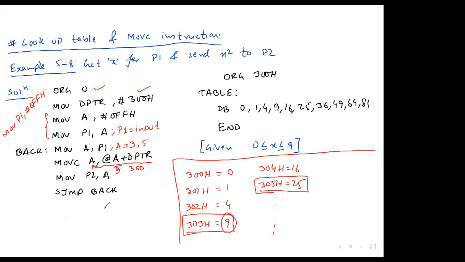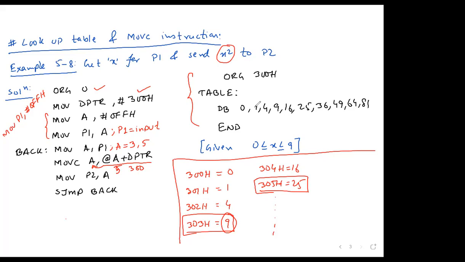And thus, without doing the actual mathematical calculation of squaring the numbers, you are using a simple lookup table. You have designed the lookup table in such a way that whatever you get from P1, the square of that value you will be able to send to P2. That is how you have designed your lookup table. So is there any confusion over here?